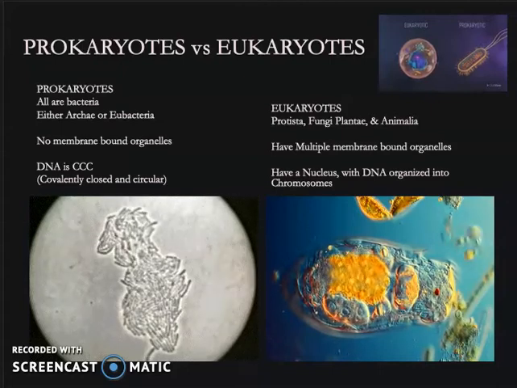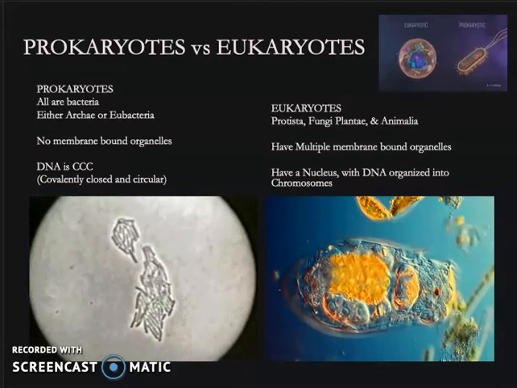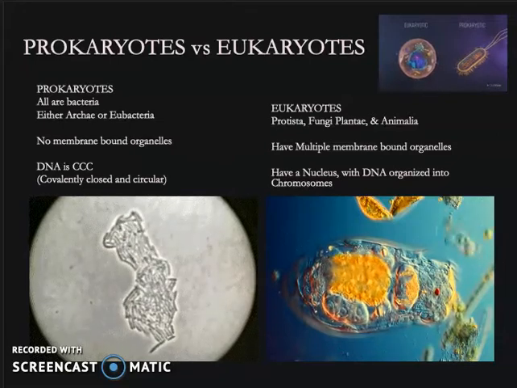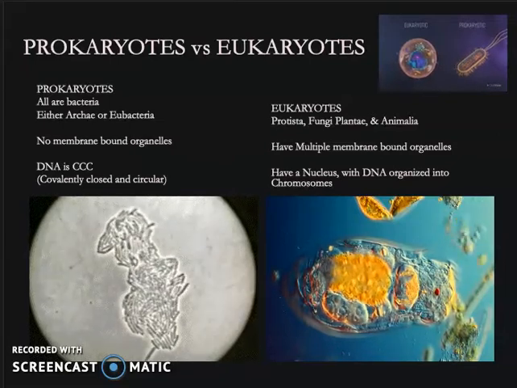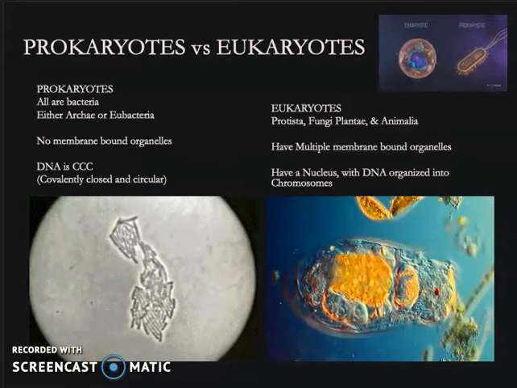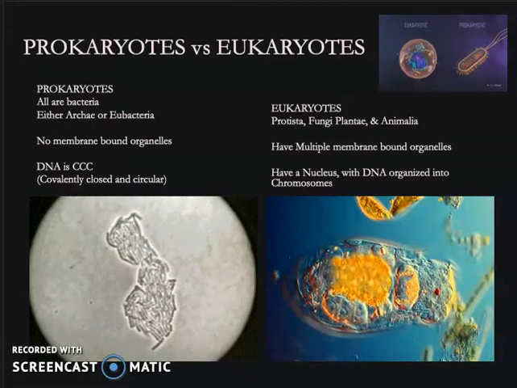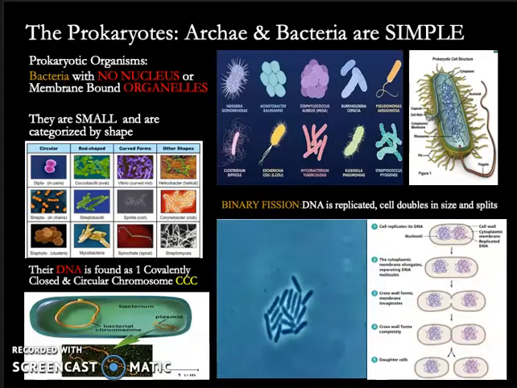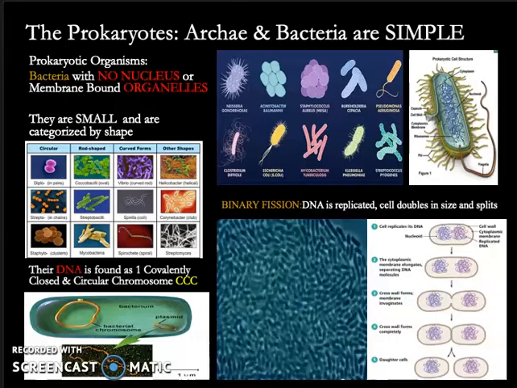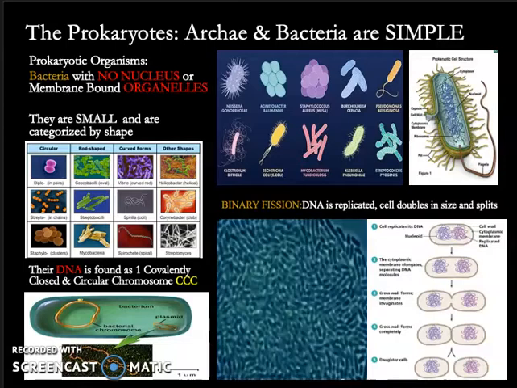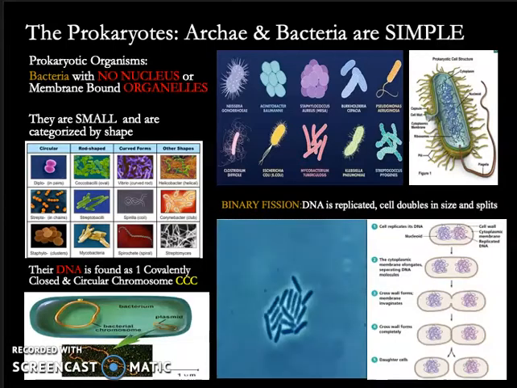Eukaryotes, on the other hand, include all the kingdoms of eukarya, which are protista, fungi, plant, and animal. They have a nucleus and other membrane-bound organelles, and their DNA is organized into chromosomes. Well, let's look at prokaryotes in a little detail so we can compare them with the eukaryotes. Remember, prokaryotes are either archaea or bacteria, and of course, those are the domains, but the kingdom for archaea is called the archaebacteria, and the kingdom for the eubacteria is the eubacteria.